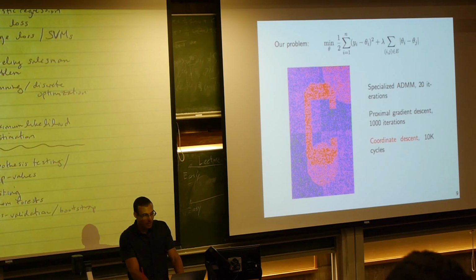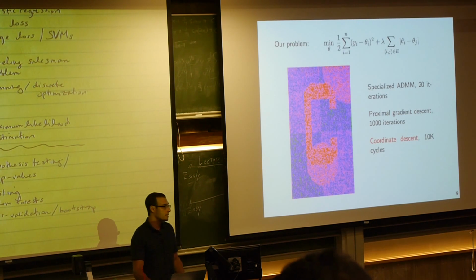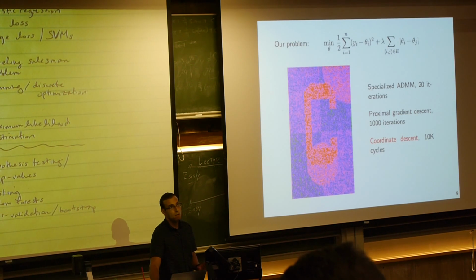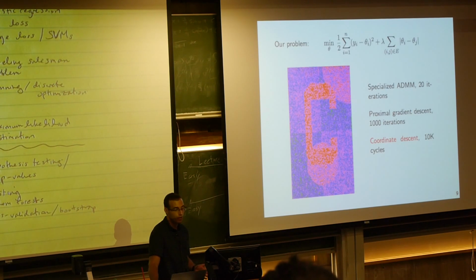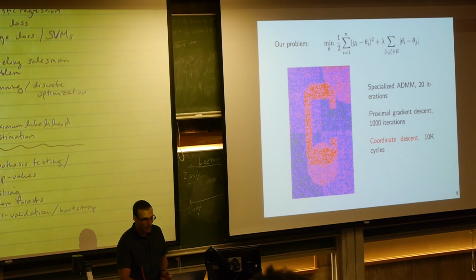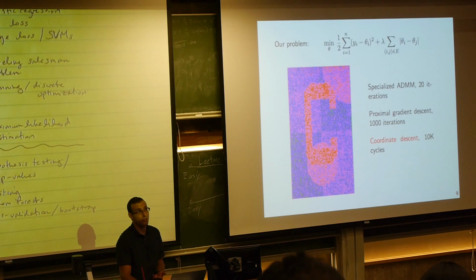Lastly, I ran coordinate descent. Coordinate descent is a super popular method, like ADMM. We're going to spend at least a lecture on that towards the end of the course. I ran it for 10,000 iterations. Each iteration here, it's really called a cycle, is also linear. But it's not even close to converging for this example.